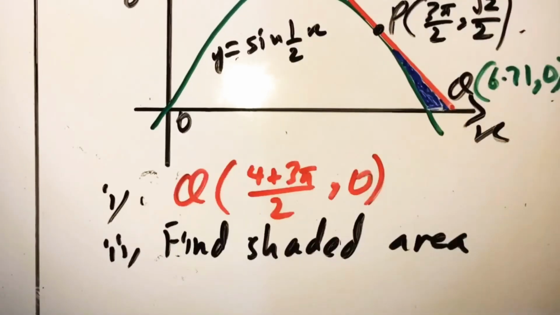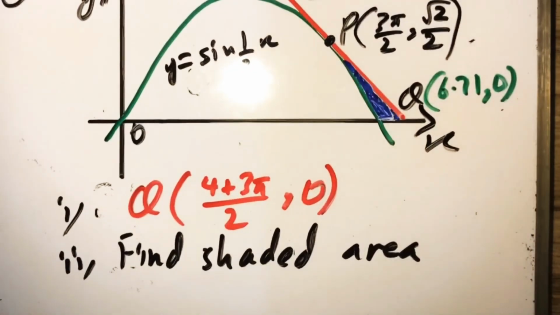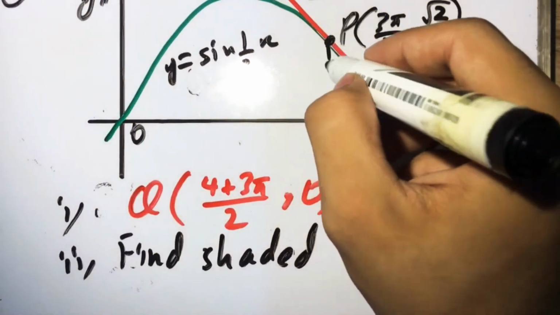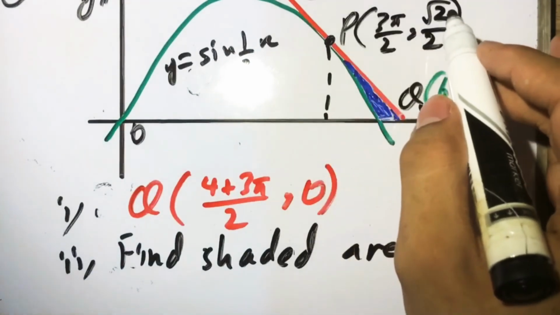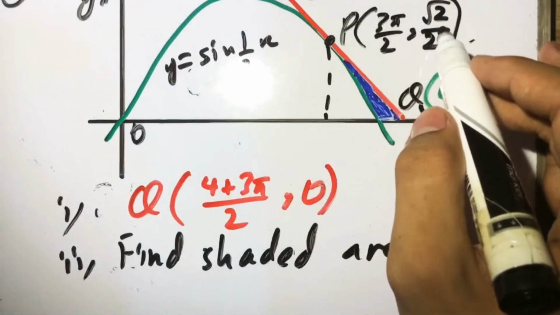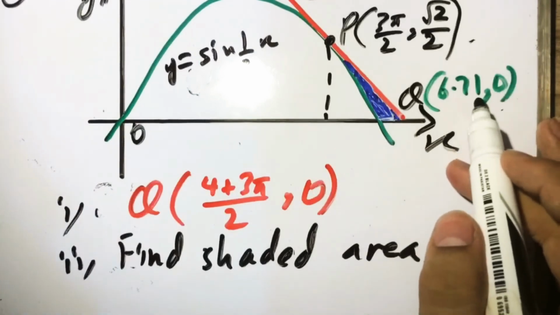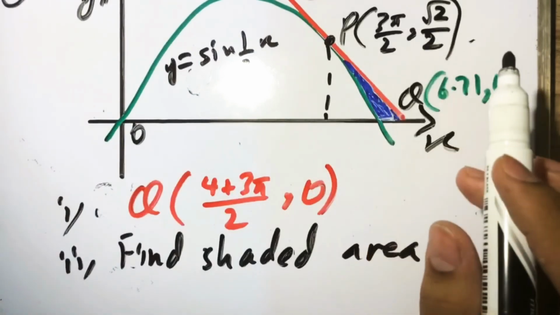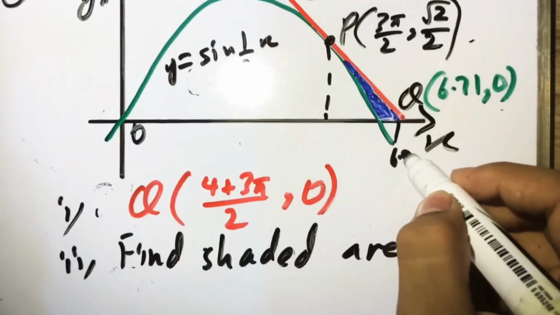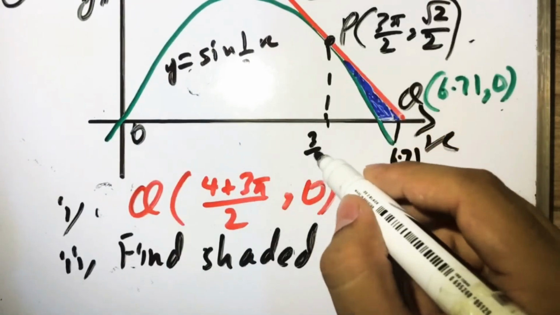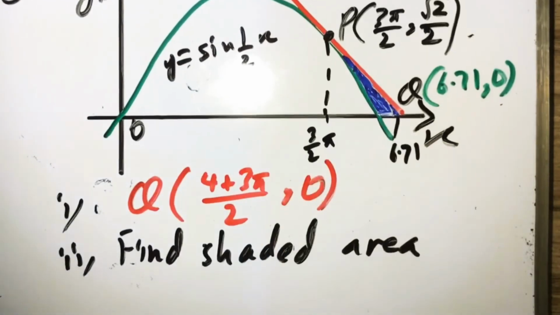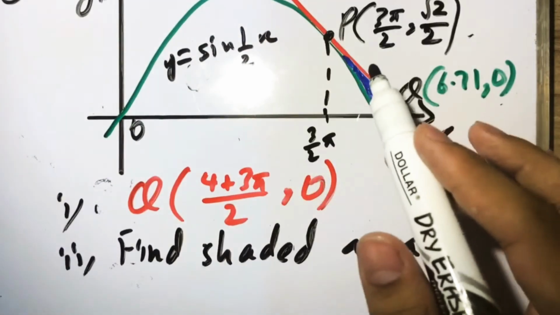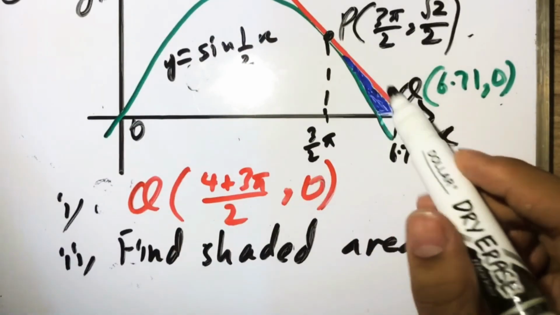Now the second part says find the shaded area. Now for the shaded area, what we'll do is that we'll form a triangle that is over here. Now the height of this triangle is under root 2 upon 2, while the base is 6.71 minus 3 upon 2 pi, because this point is 6.71 and this point is 3 upon 2 pi, so the base is the difference of these two values. First we'll find the area of this triangle, and we'll find the area under the curve, and subtract that from the area of the triangle to find the shaded area.